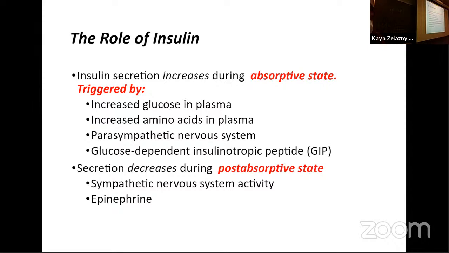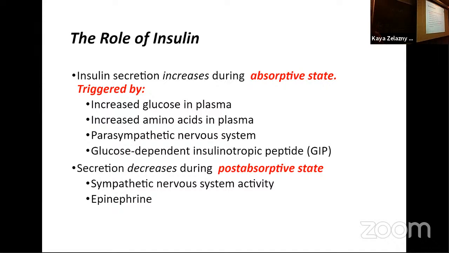Same thing with the parasympathetic nervous system. That's our rest and digest part of the nervous system. If that's triggered, it's going to tell us, okay, we're in this rest and digest phase, it's time to store this stuff. And also this thing called glucose-dependent insulinotropic peptide, which we're just going to call GIP. This is released basically by your intestine as you eat, so it's kind of a signal from your gut.